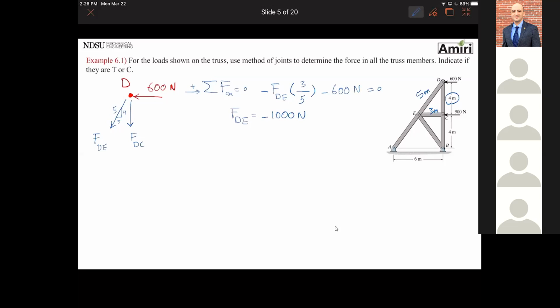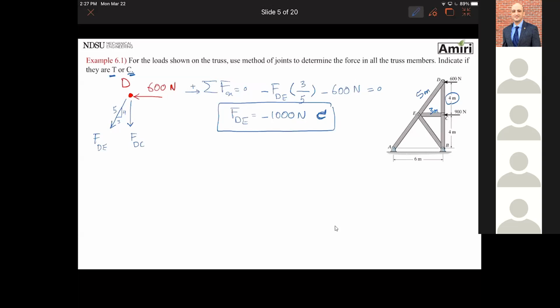The problem says indicate if they are in tension or compression. So now FDE, is it tension or is it compression? You had it made as tension, but it's actually compression. So all you have to do is put a C next to it. I drew it as tension because I told you, draw all the unknown forces in tension. And the problem gave me a negative sign in my answer, so I know it should have been the other way. So it is compression. That's all you have to do. Put a C next to it.